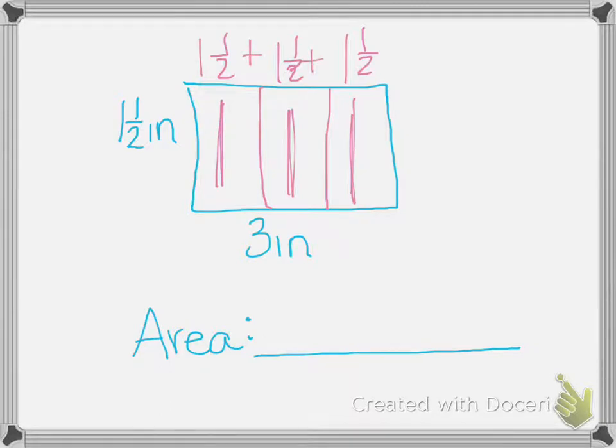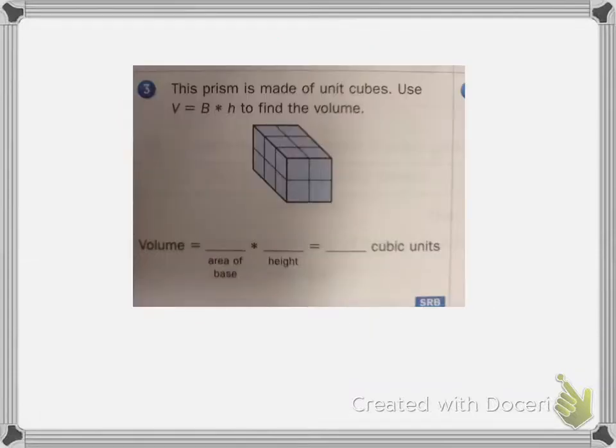Since it's only asking for a number model or an expression, all you need to do is write 1.5 plus 1.5 plus 1.5.